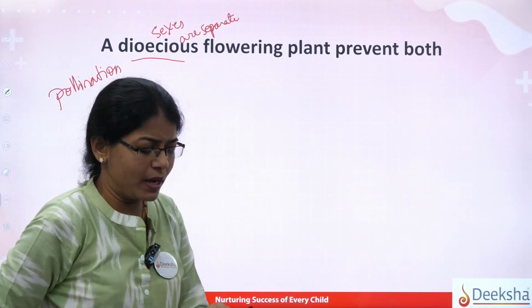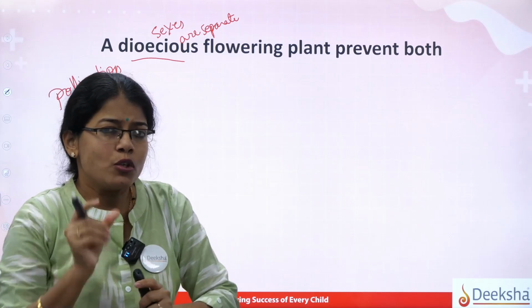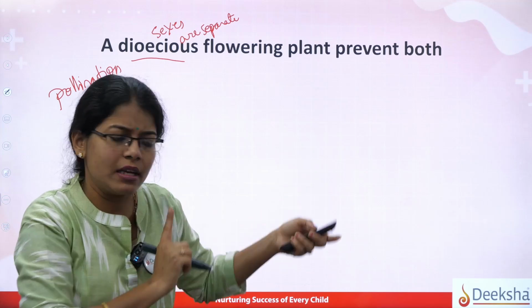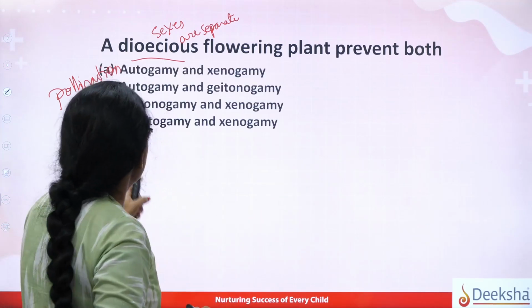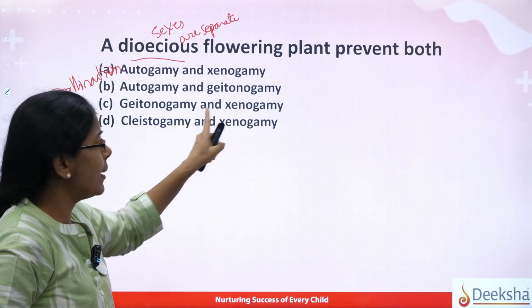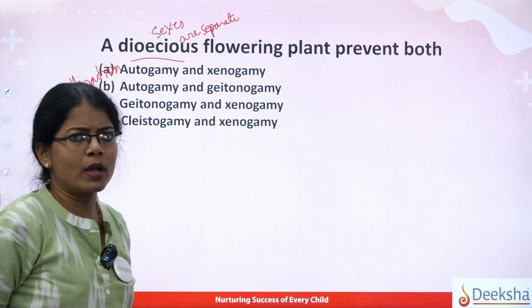Sexes are separate. Now you will tell me what will be found in the case of dioecious plant. So I already have given you a hint. Sexes separate is there in dioecious plant. So let us now see the options. Autogamy and xenogamy, autogamy and geitonogamy, geitonogamy and xenogamy, clistogamy and xenogamy.